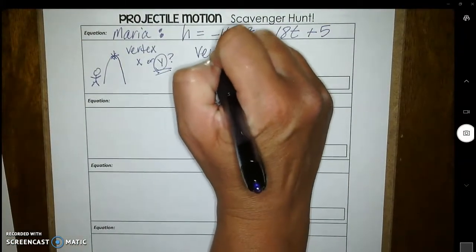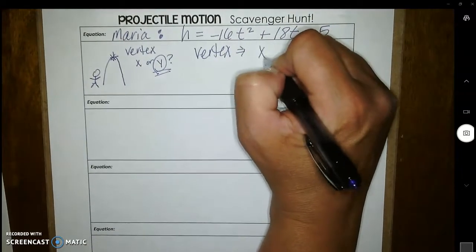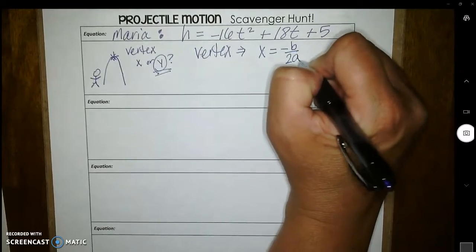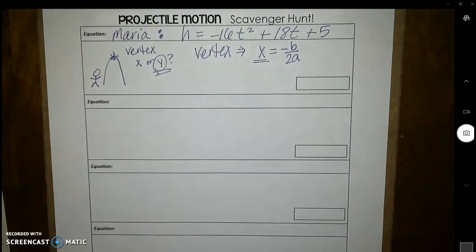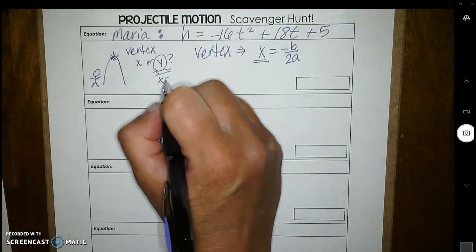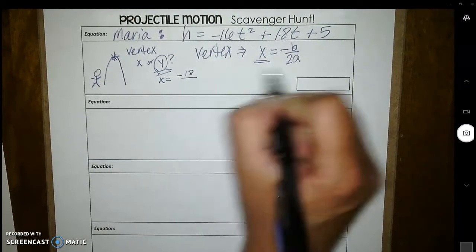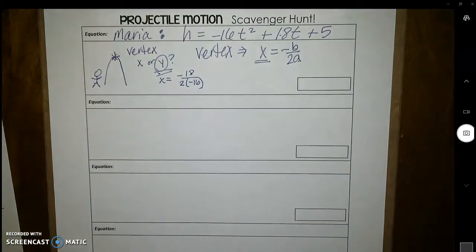So the vertex equation is X equals negative B over 2A. That's going to give you the X. Okay, so let's go do that. So X equals, I need the opposite of B, so negative 18 over 2 times A, so 2 times negative 16.